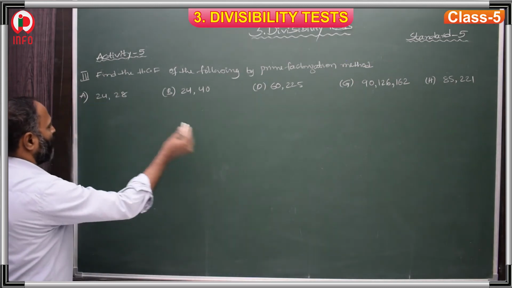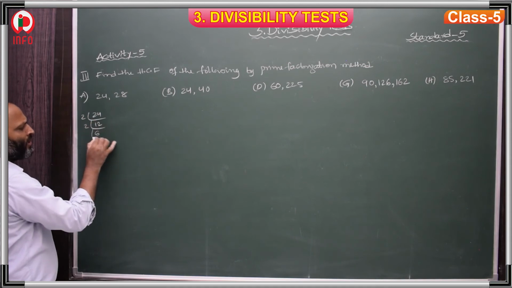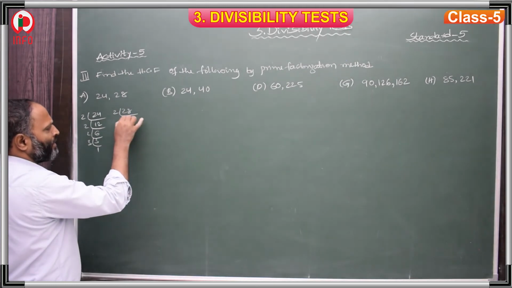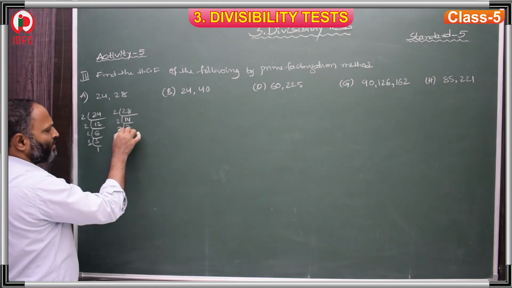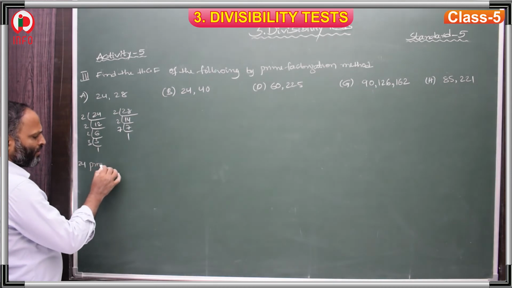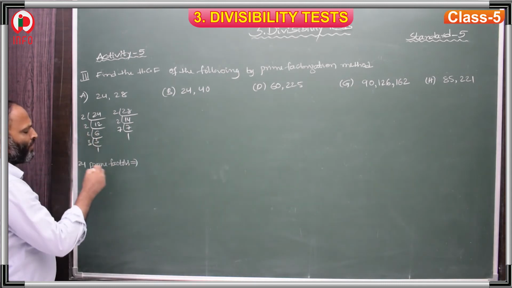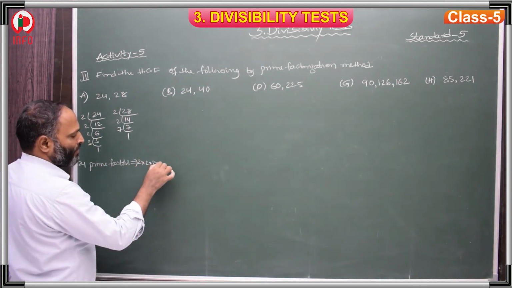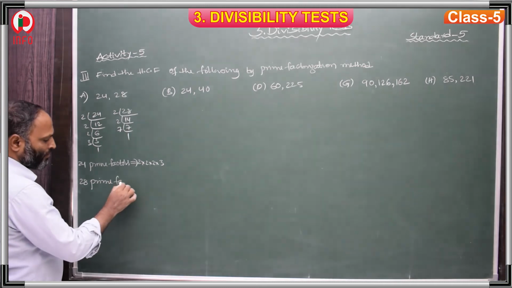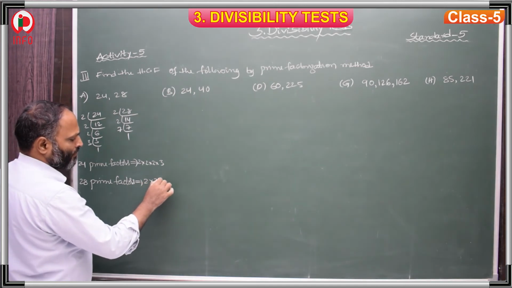See here, prime factorization method. 24 first: 2 12s are, 2 6s are, 2 3s are and 3 1s are. 28: 2 14s are, 2 7s are, 7 1s are. Then 24 prime factors: 2 into 2 into 2 into 3. Then 28 prime factors: 2 into 2 into 7.